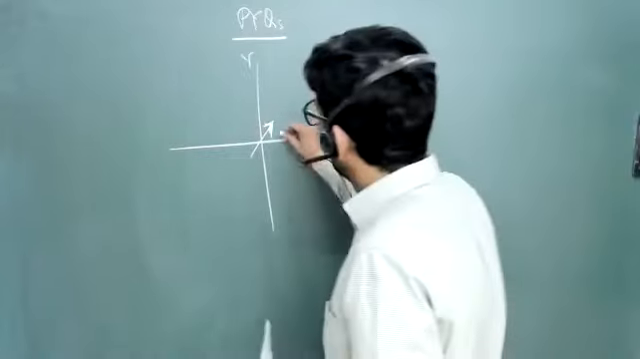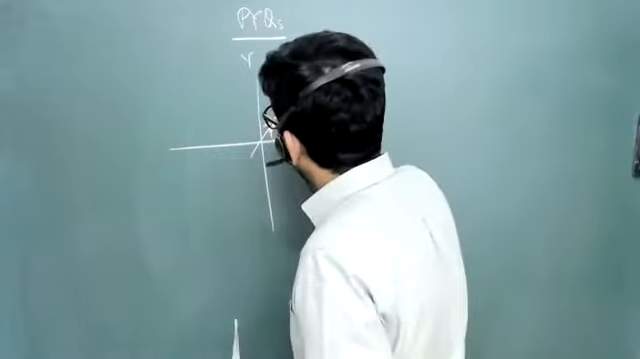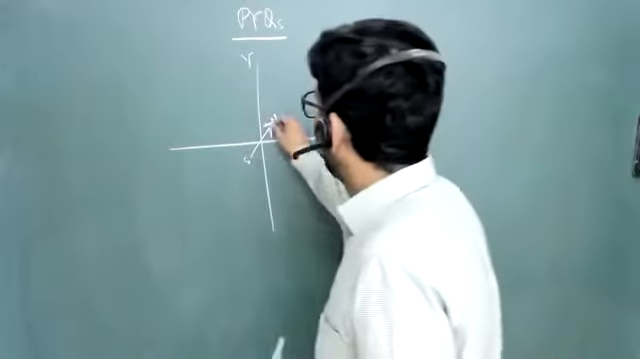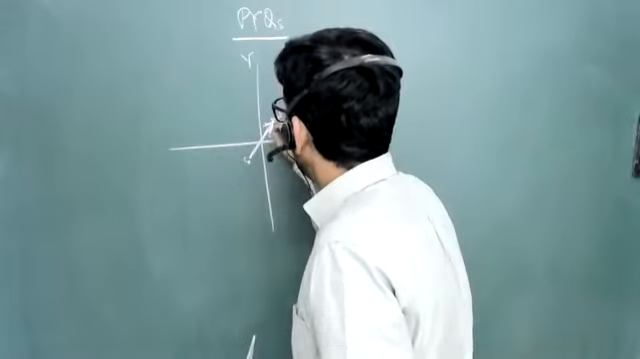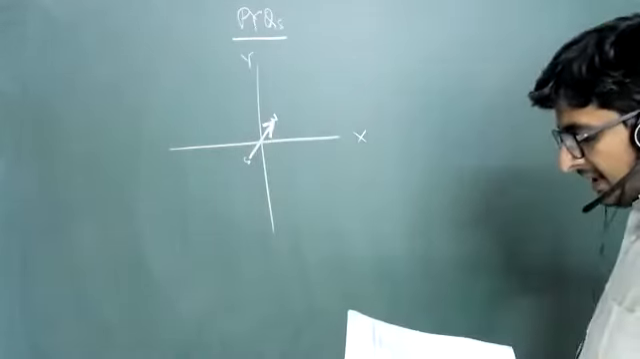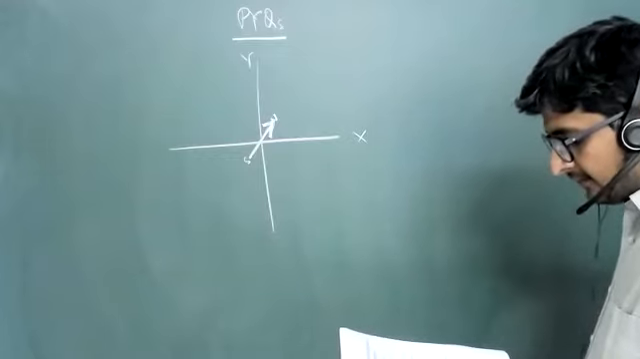A magnetic dipole you can think of as having a north pole like this and a south pole like this. So this is like a small magnetic needle, you can consider it like this. This is a magnetic dipole placed in the xy plane.